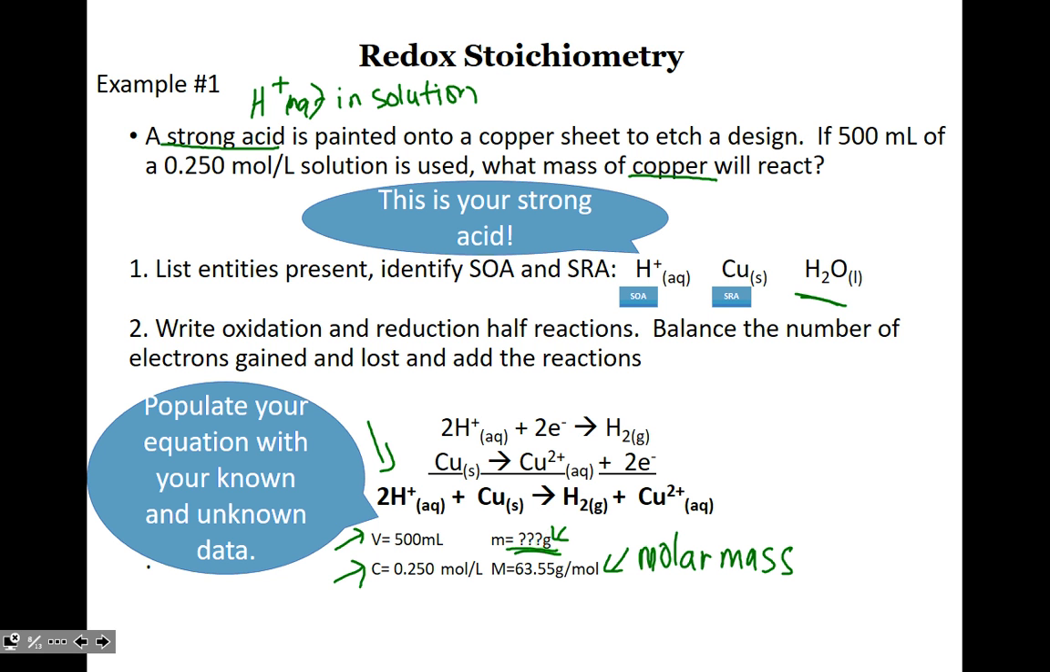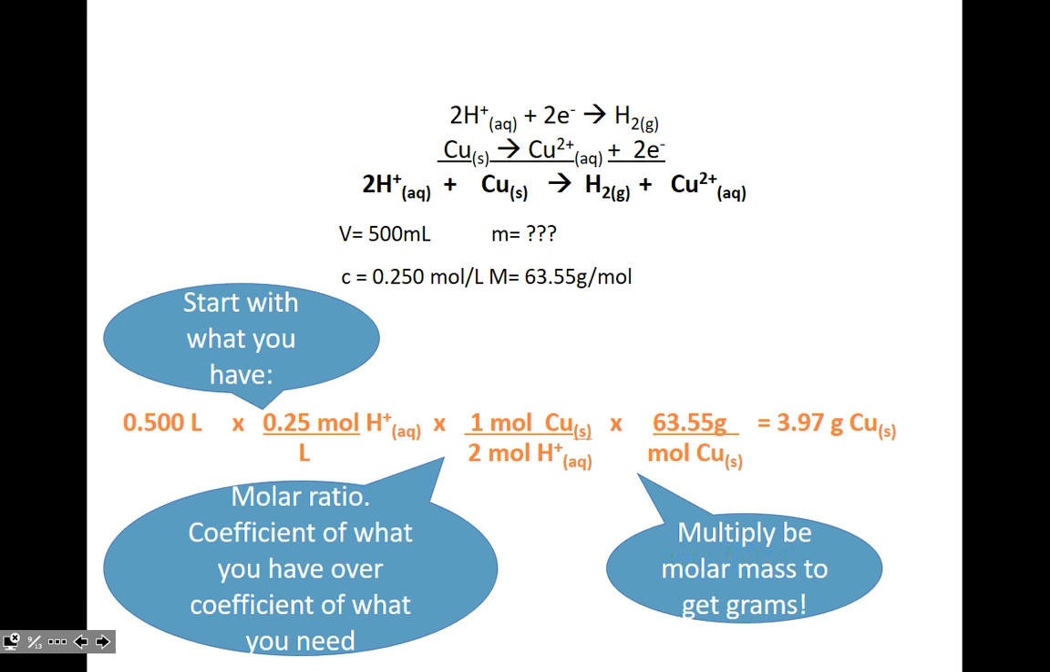Now let's compare the coefficients found here. This is a 1, that becomes your molar ratio of what you have to what you're looking for. So here we go. You always start, see over here for the strong acid, you have all the information that you need. You have your volume and your concentration. You start with your volume so that your liters cancel out. In this case, I changed it to liters, right? 500 milliliters is equal to 0.50 liters so that the liters cancel out.